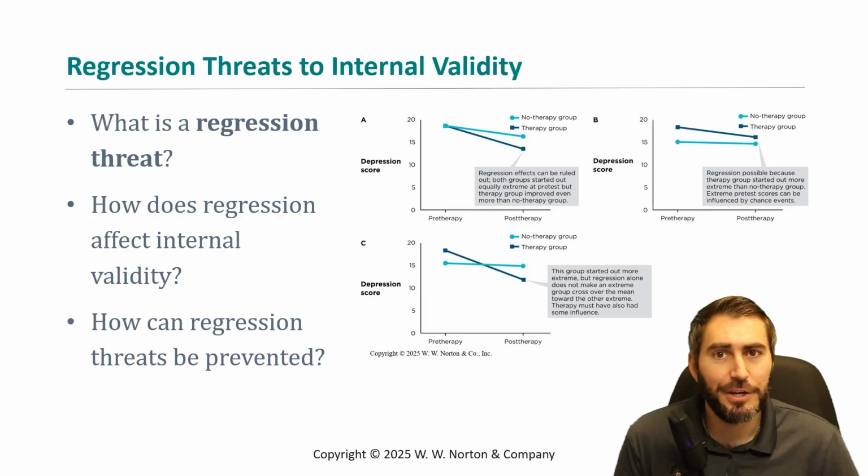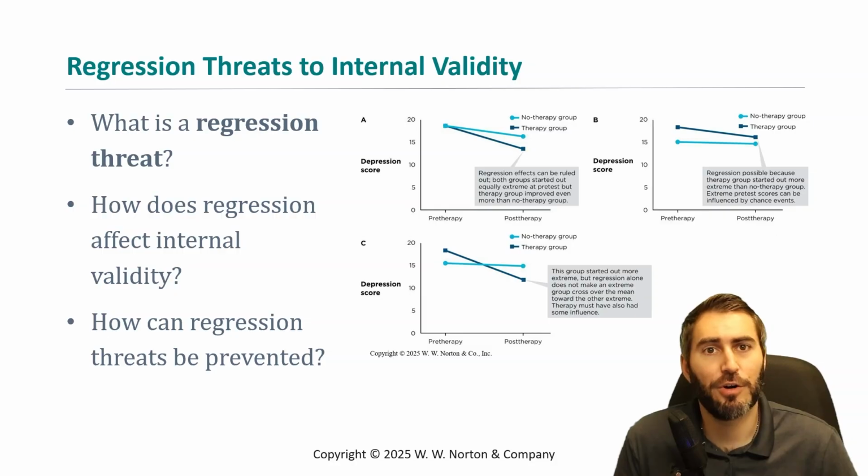Regression threats only occur in pretest post-test designs. Specifically, they only occur when a group has an extreme pretest score, either high or low, and you can anticipate that the score of those participants will regress towards the mean at post-test. Regression threats can be avoided by using comparison groups and inspecting the results.